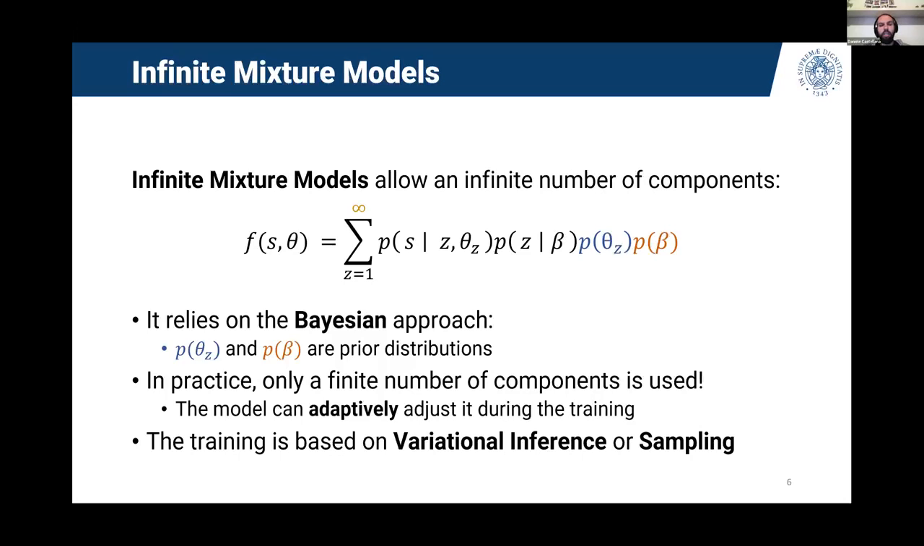During the training, the number of components is always finite, but now it is not a hyperparameter that should be set before the training. It can be learned from the data. Usually the learning is performed using variational inference or sampling.